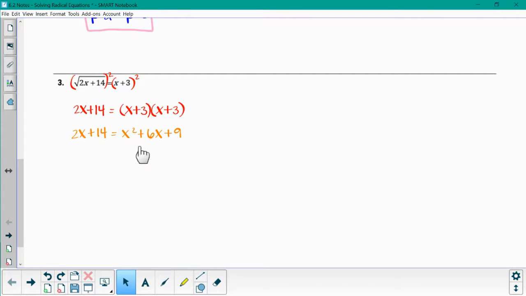Again, I see a squared term, I see a single x term, I see numbers. I'm going to try to move everything to one side and factor.